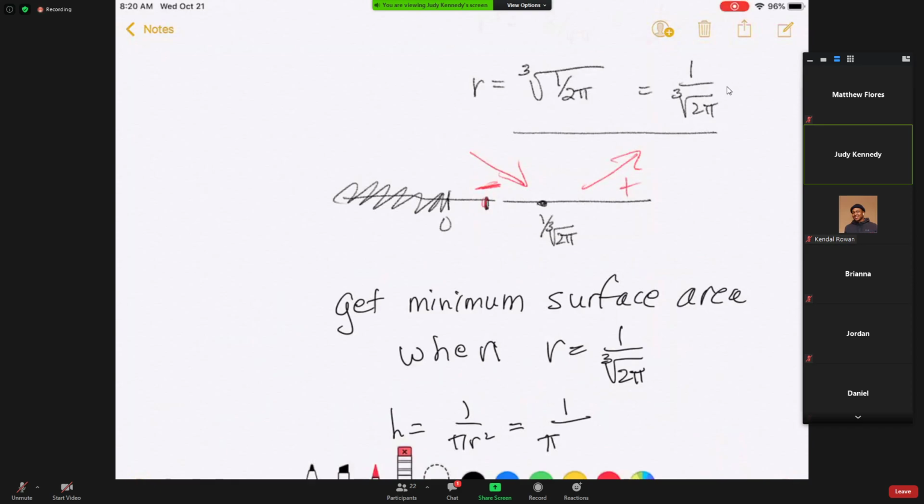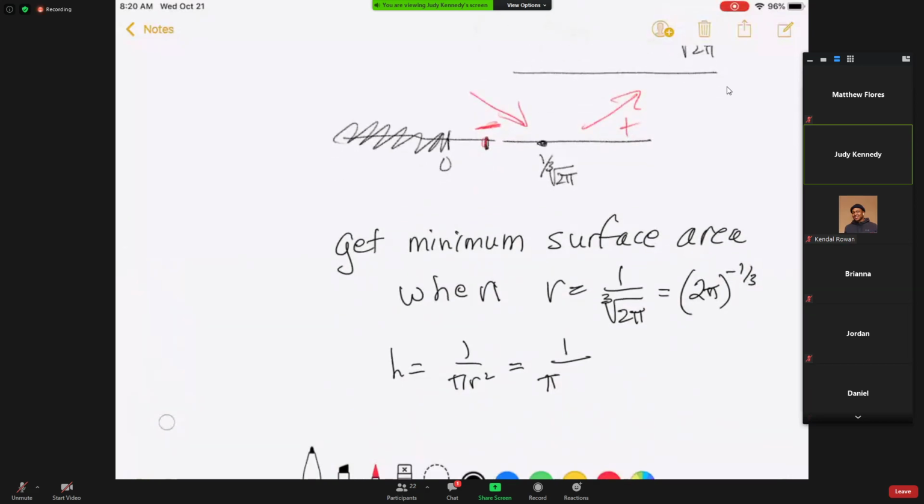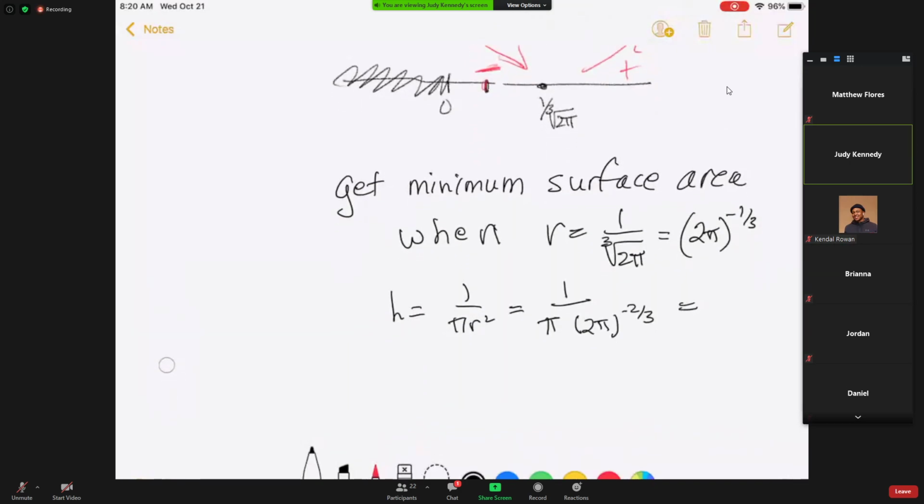Let me just, okay, I want to square this. Okay, so let me come up here. This is 2 pi to the minus 1/3. So r squared would be 2 pi to the minus 2/3, which is 1 over 2 pi to the 2/3, over pi. And that's good enough. I guess I could simplify it some more.